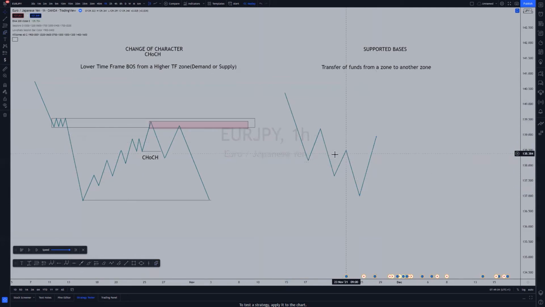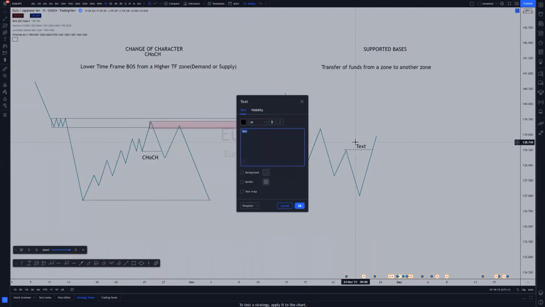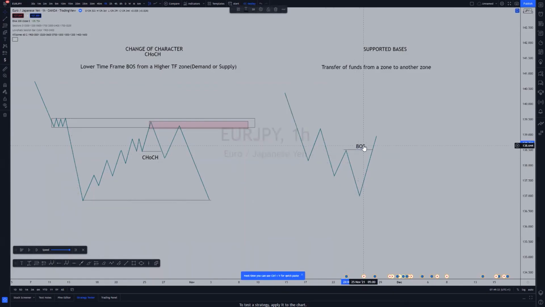So let's say this is a higher time frame perspective, and here we have our break of structure on the higher time frame. This concept is very, very easy. This is our break of structure on the higher time frame, and that simply means that the demand that fueled the buy will be somewhere around here.